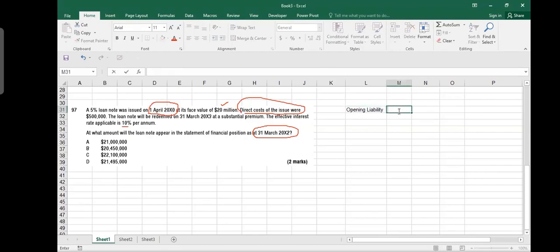So, okay, how did I do it? I'll just write it down here. Let me give an explanation here, in the explanation column. It is 20 million minus 500,000. So my opening liability here is 19,500,000.